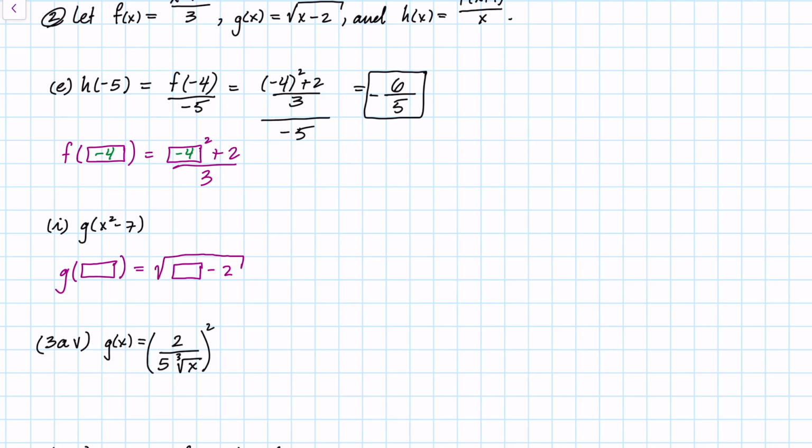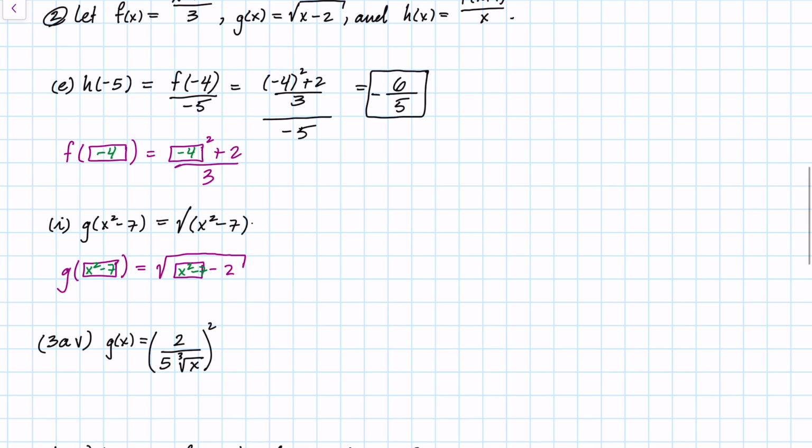Okay. Now it just so happens that what's inside my box is x squared minus 7. Okay, so that's what I'm going to write for my g of x squared minus 7. So it's going to be the square root of x squared minus 7 minus 2.